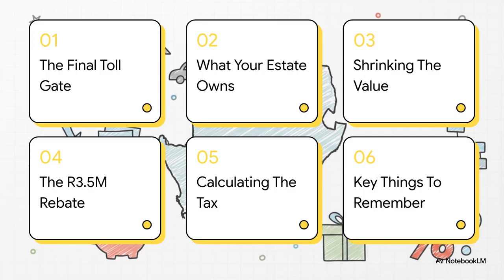So here's our game plan. We're going to start with that toll gate idea. Then we'll figure out what your estate actually owns. We'll see how we can shrink that value, apply the huge 3.5 million Rand rebate, do the final math, and then wrap up with some really key things you need to remember. Simple, step by step. Let's do it.